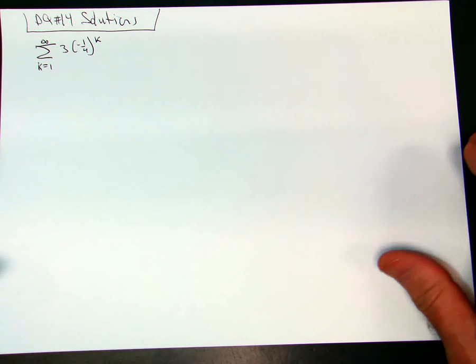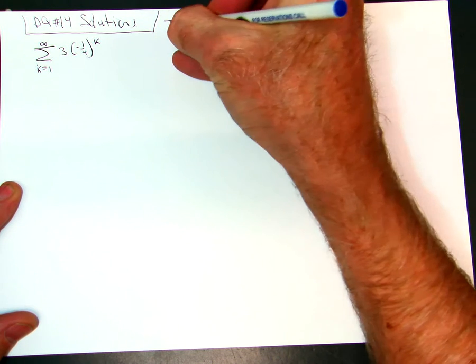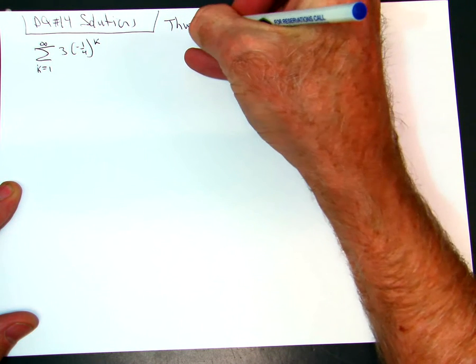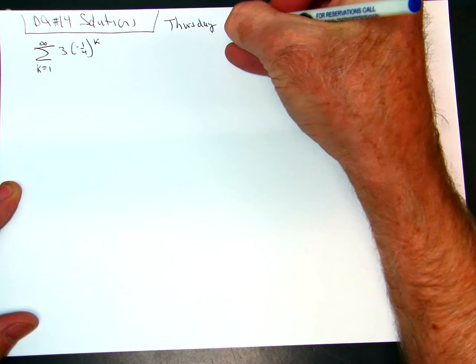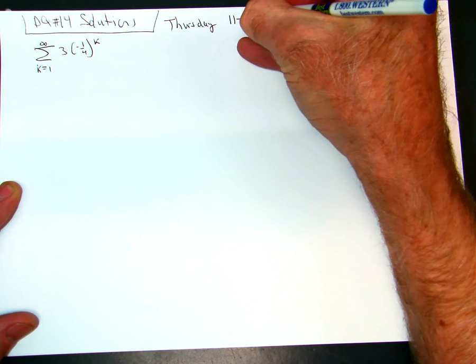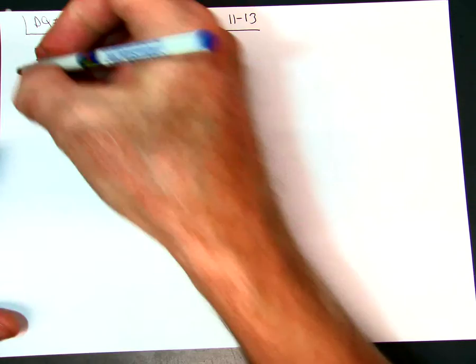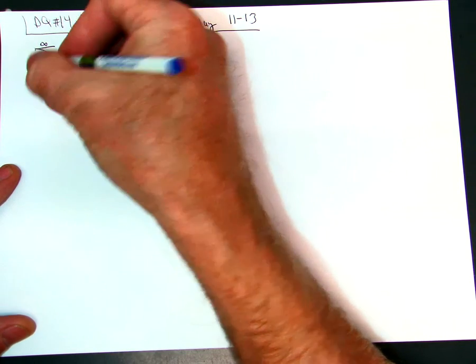Here's the solution to today's daily quiz. And this was the quiz from Thursday, 13, sorry. Okay. So this is a geometric series, but it starts at k is equal to 1.